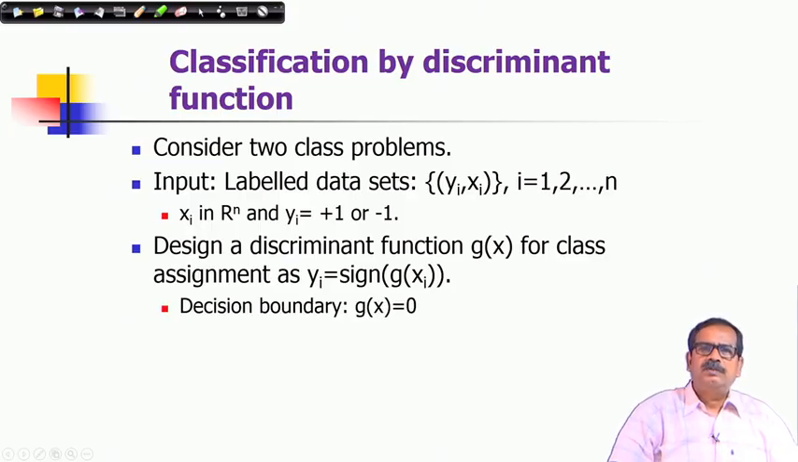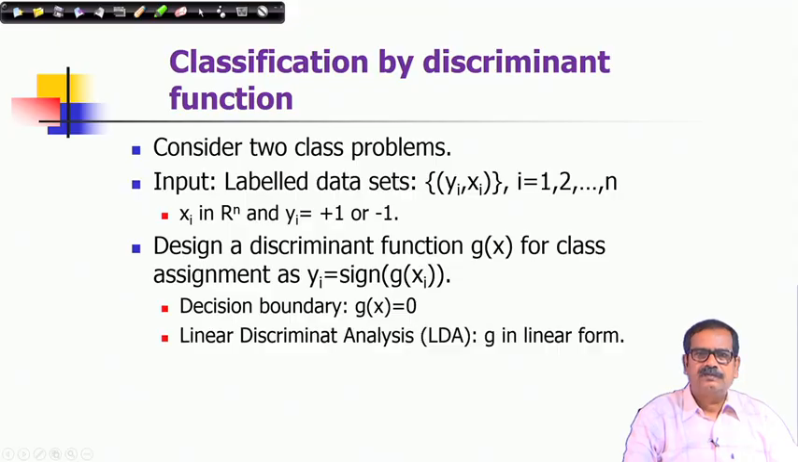You should note that the decision boundary is given by g(x) equals 0. Geometrically, this boundary partitions the space into two regions. In one part, if I put in the discriminant function, it should give +1, and the other part would give -1. Usually that is the scenario for discriminant functions, and on the boundary the value is 0.